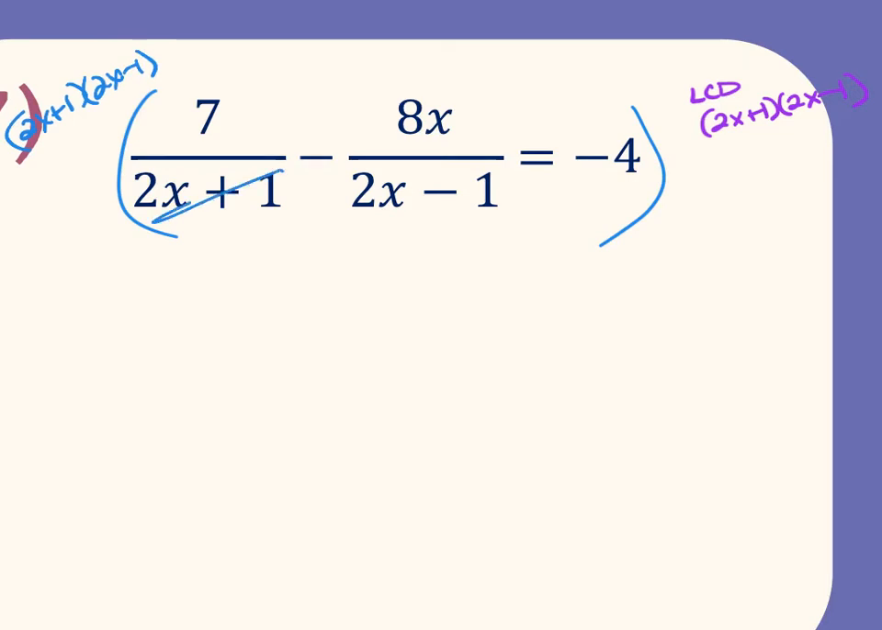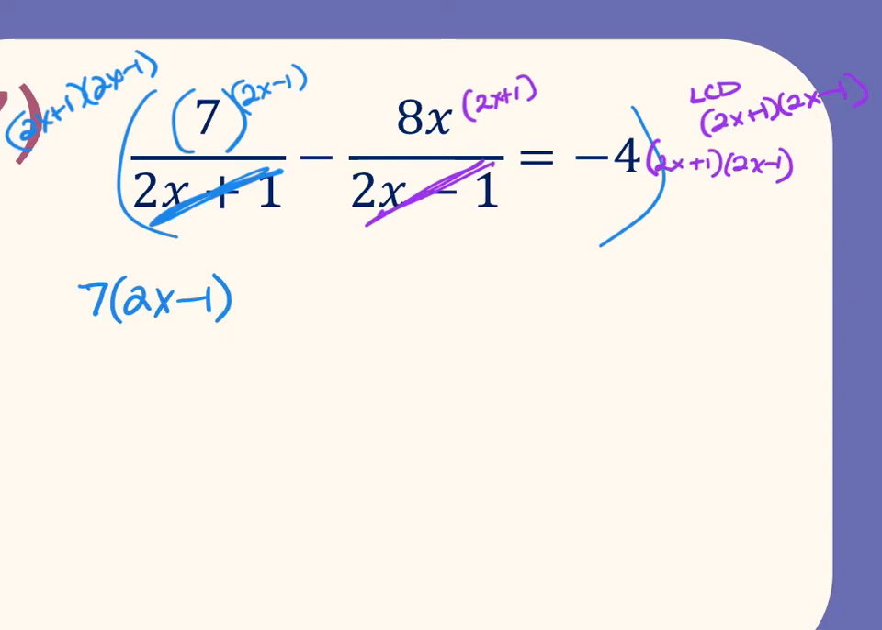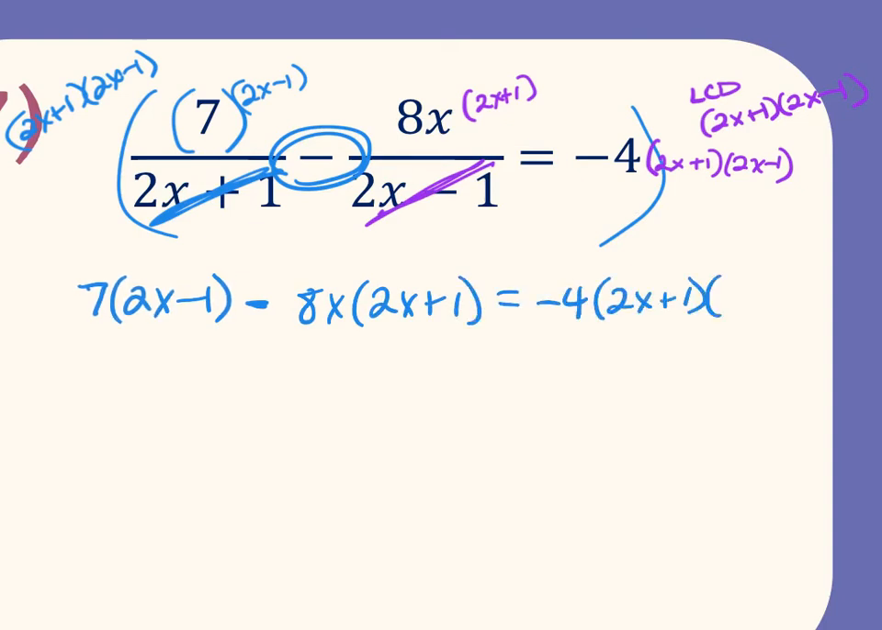From that first one, the 2x plus 1s would have canceled. I'd have to multiply 7 times 2x minus 1. From the second one, the 2x minus 1s would cancel, and I'd have to multiply 8x by 2x plus 1. And then on the other side of the equal sign, I have both because neither cancels. So I'd get 7 times 2x minus 1 minus, because that's the sign in between, 8x times 2x plus 1 equals negative 4 times 2x plus 1 times 2x minus 1.